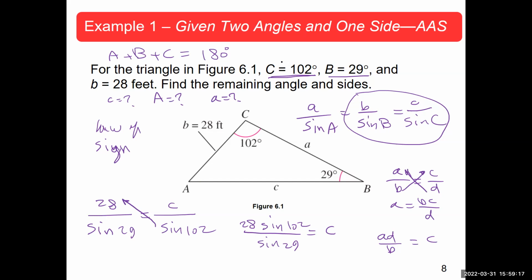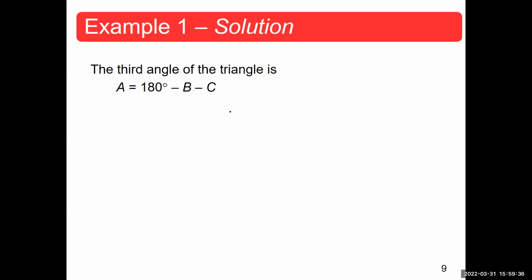Now, because I know two of them, the third one is easy. What is the angle A equal to? Angle A equal 180 minus B minus C. You subtract the other two. So if you know two angles, the third one is easy. And that's what they did here in the book first. So they said A is equal 180 minus B minus C. So we got the angle A, 49.